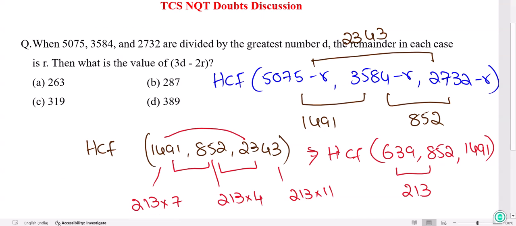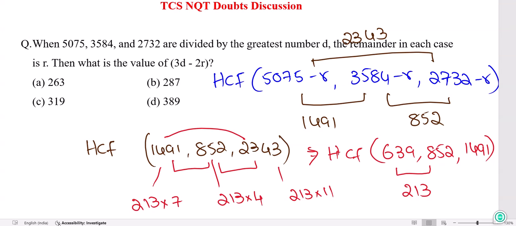This is a big number. That's why I gave the concept with a small number. This is a big number, I too agree. Now we got HCF is 213. It may be the d for the given numbers. d may be equal to 213. Maybe. But how can you confirm? We have to see 5075 when divided by 213, what is the remainder?